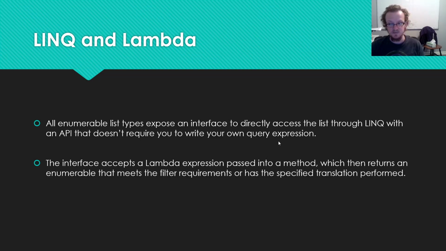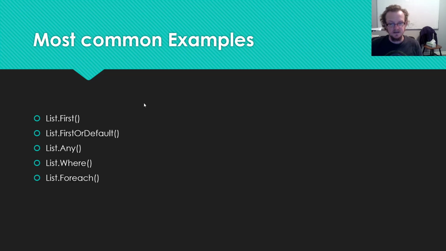So what we're talking about here is basically replacing anything that is a loop structure, which can be done with something like the ForEach method in the API.